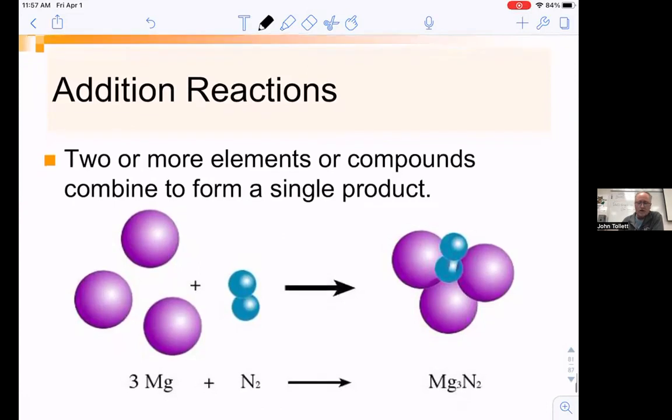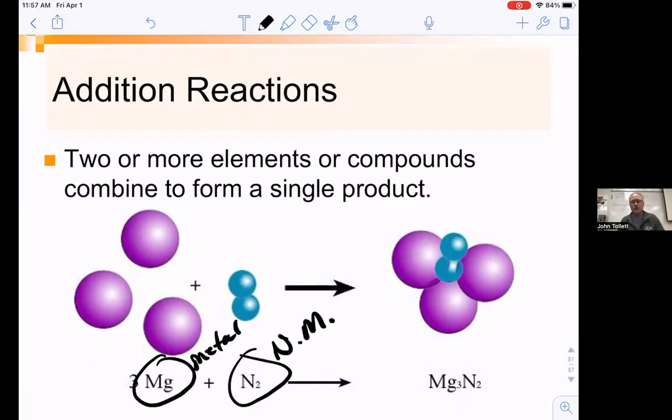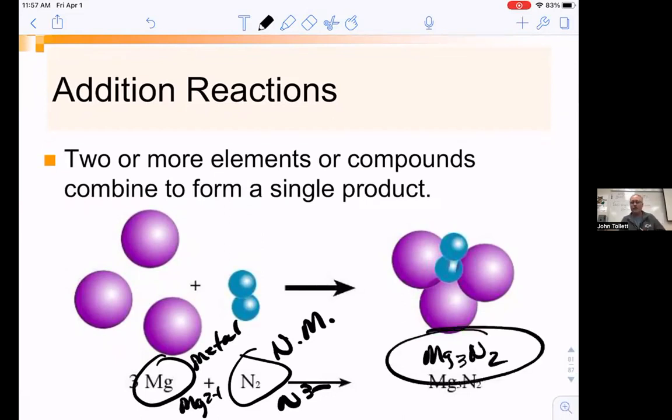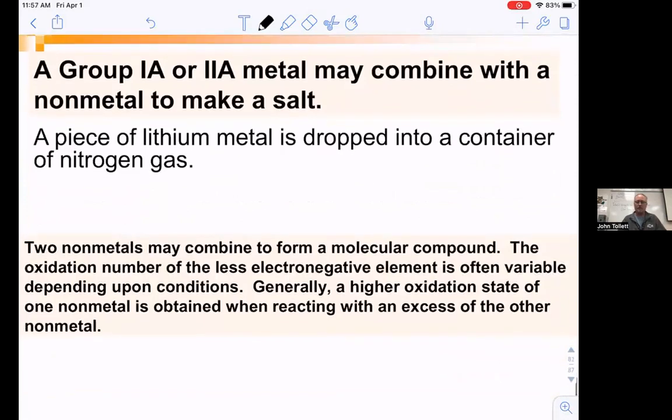Now, if they are ionic compounds like we have here with magnesium and nitrogen, so I have a metal here and a non-metal here, these things are going to combine by their charges. So in the case of magnesium nitride, magnesium is 2+, nitrogen is 3-. Put your compound together, Mg3N2, like I already have written here, and then go back and balance it afterwards. So that's a little bit different.